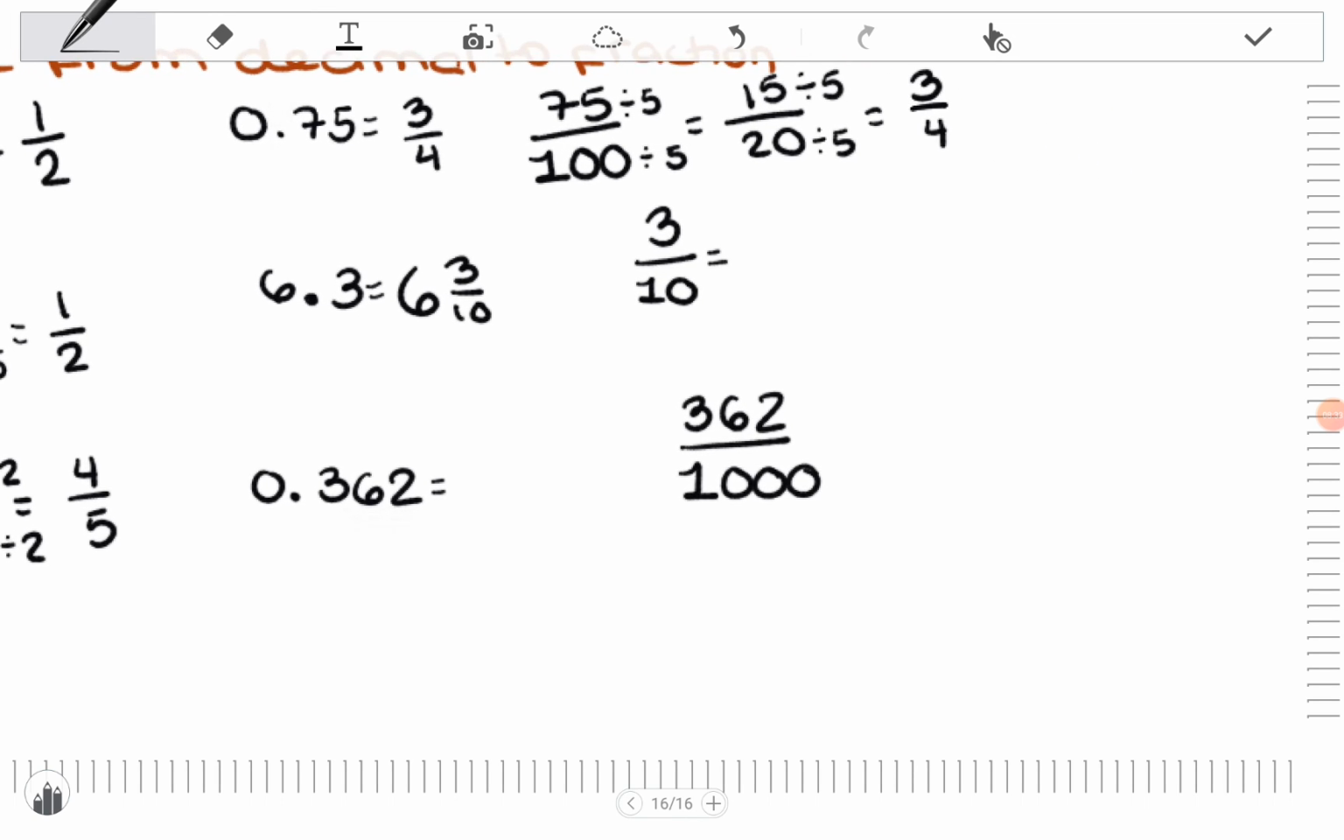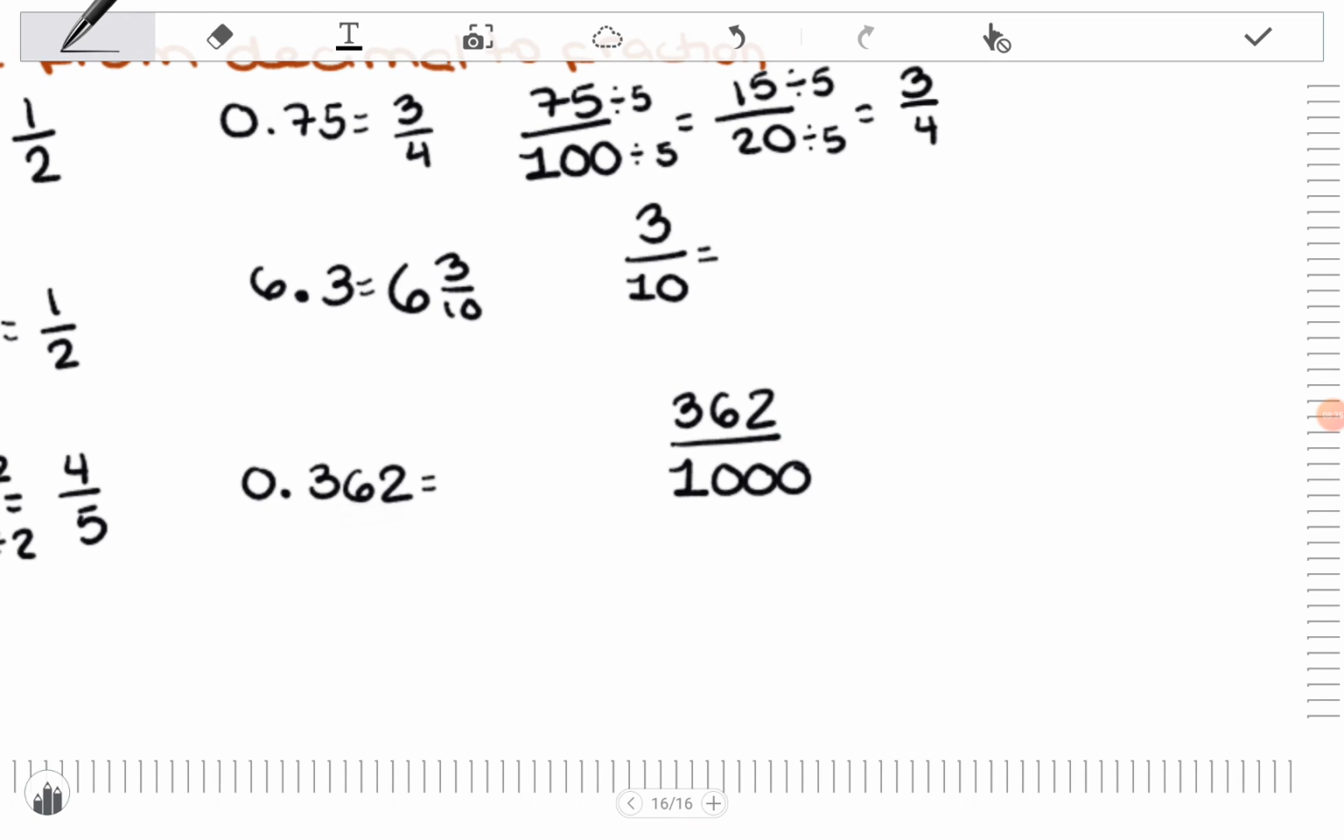And now I can simplify. Let's see. Both numbers are divisible by 2, right? Because remember the divisibility rules. Both numbers are even. The last digit is even. So let's try to do this really easy. Sorry for this. This is the way I divide. You can divide any way you want. Or let's do it the American way for you to understand.